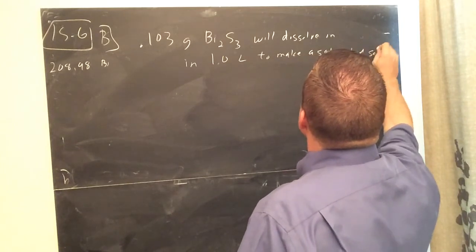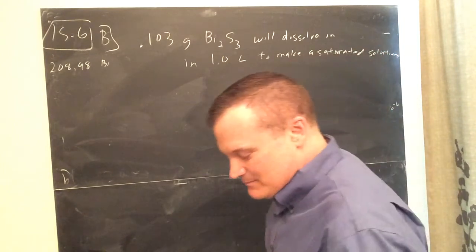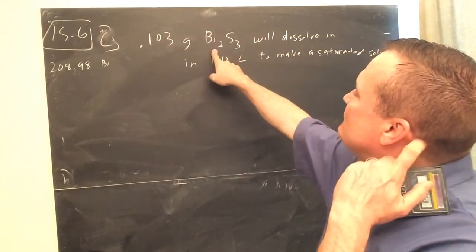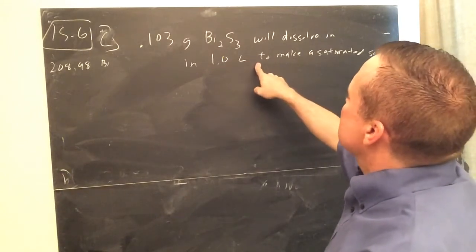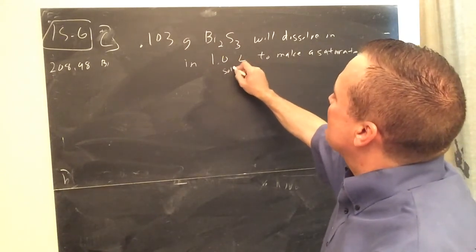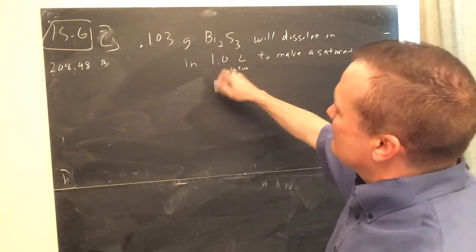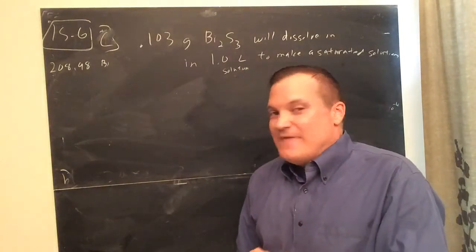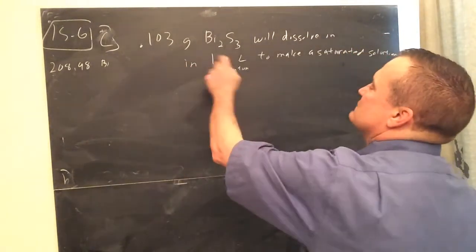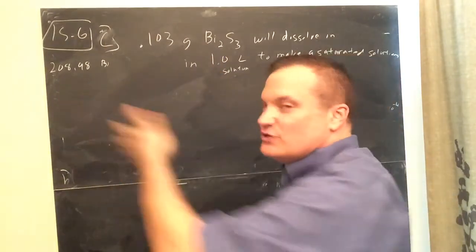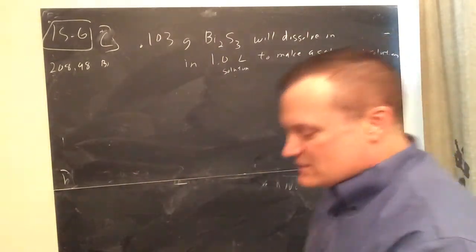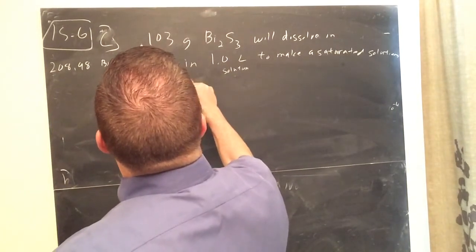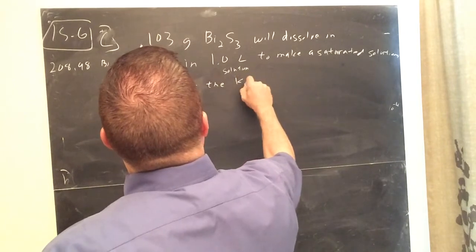I am changing this to question letter C. 0.103 grams of bismuth sulfide will dissolve in a 1 liter solution, with water, not 1 liter of water, but about 1 liter of water, to make a saturated solution. Okay, they could do this. They could say this many grams in 1 liter, or this many grams in 2 liters, just like you're doing with molarity and all that. So now what they're going to say is calculate the Ksp for bismuth sulfide.